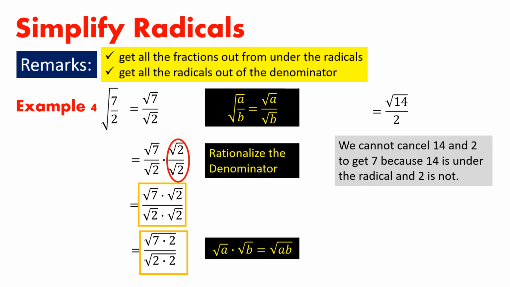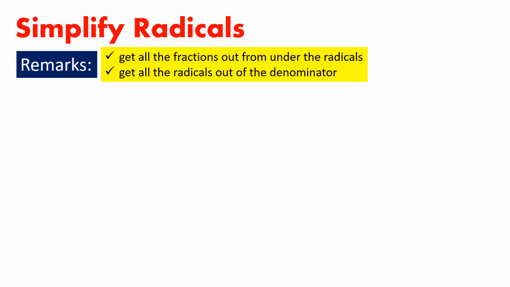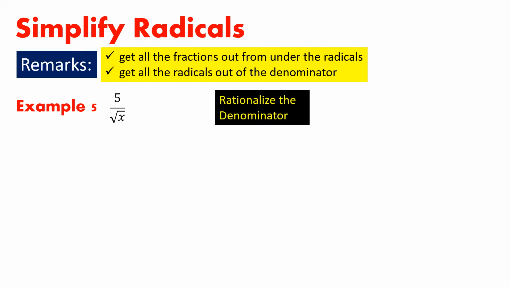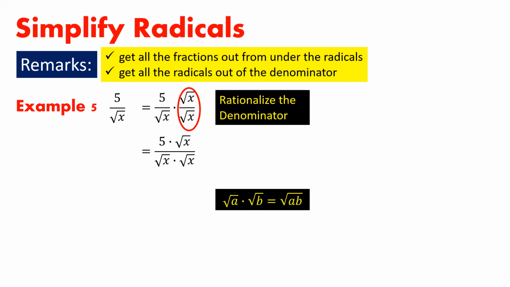Can we use the same approach when variables are involved? Let us take a look at example 5. To simplify, we rationalize the denominator and we end up with this expression. This will get rid of the radical in the denominator. We apply this property so that we can write this expression in this manner. Even though 5 square root of x all over x does not look any simpler than 5 all over square root of x, it is considered simplified. We have accomplished the goal of getting rid of the radical in the denominator.